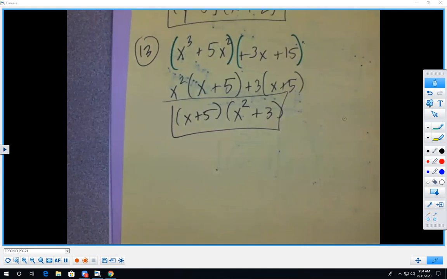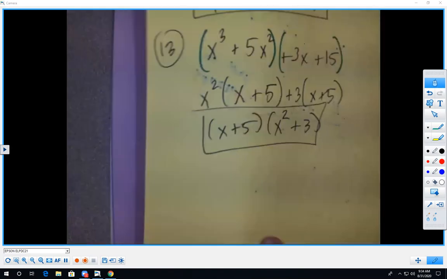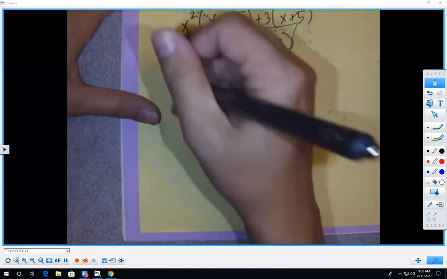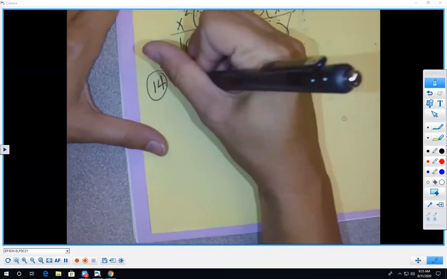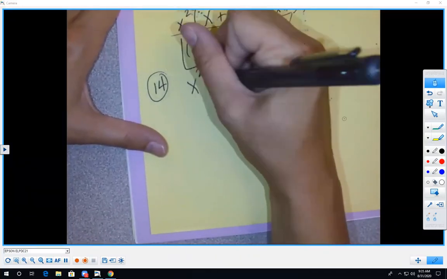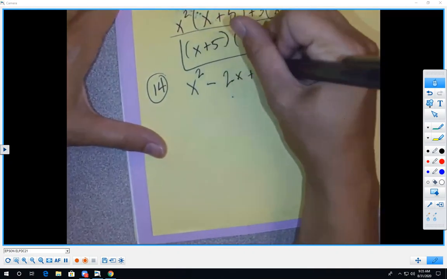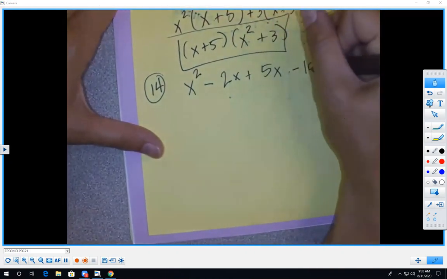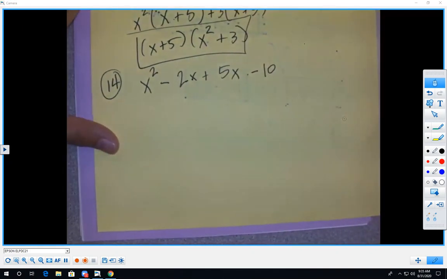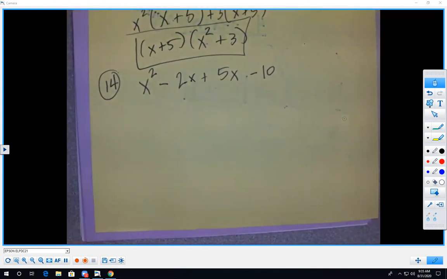Okay, we're going to do one more, and then I'm going to show you the negative stuff that I was talking about. So if we had the problem, x squared minus 2x plus 5x minus 10. Take a second, do that one on your own.